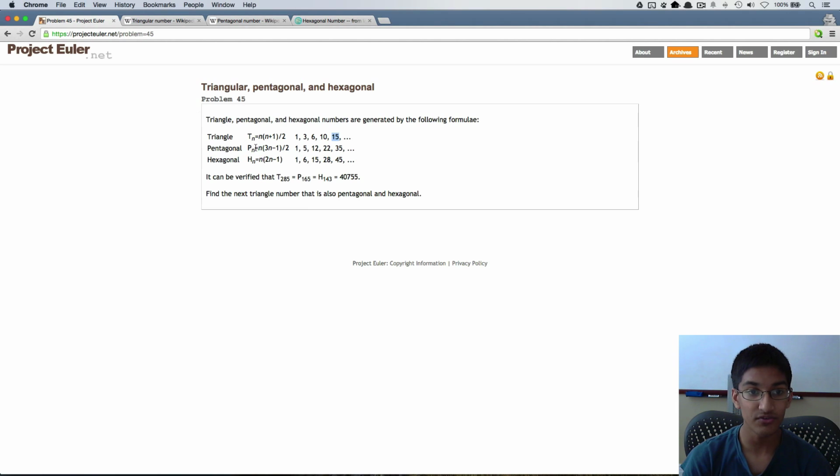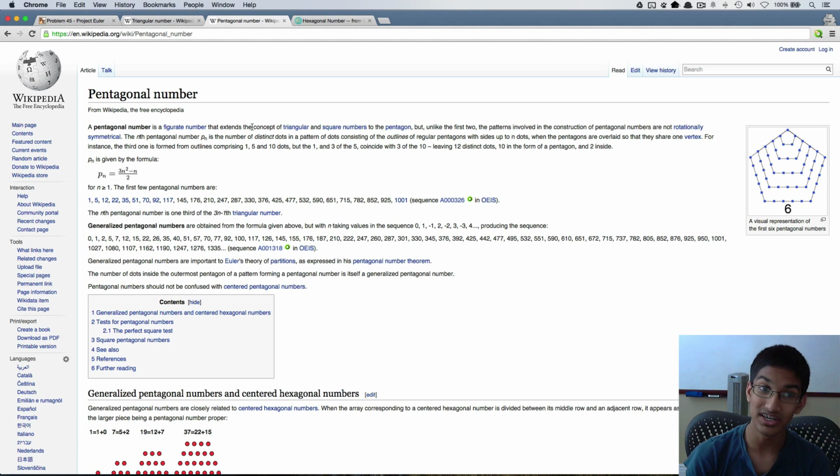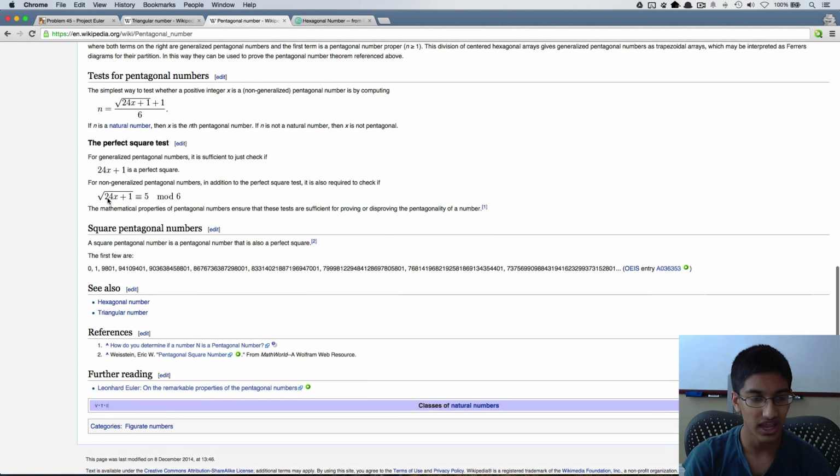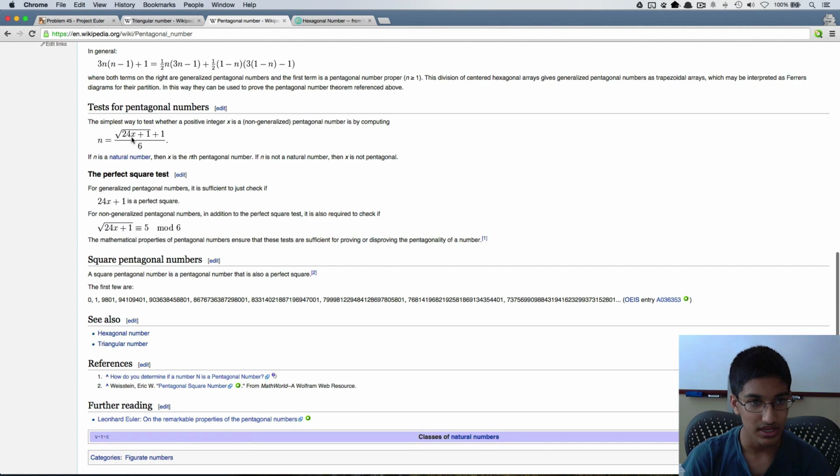Now we're going to do the same thing for pentagonal numbers. So you can go to the pentagonal number definition in Wikipedia, and here we have a reverse formula.